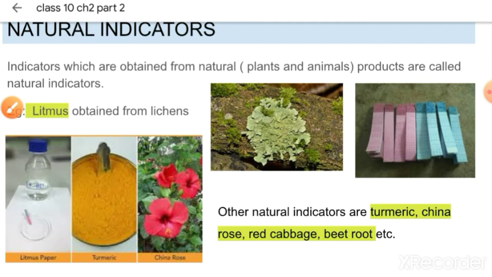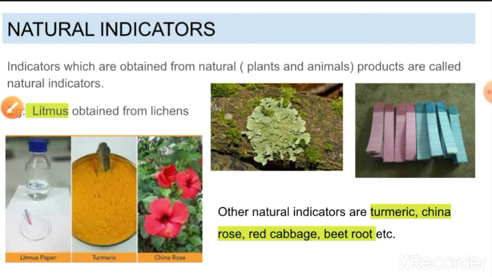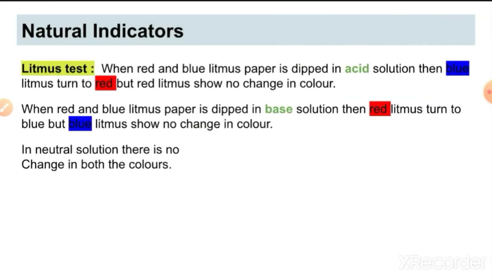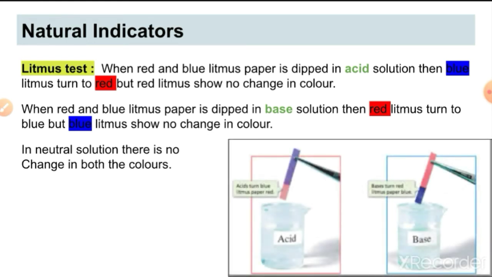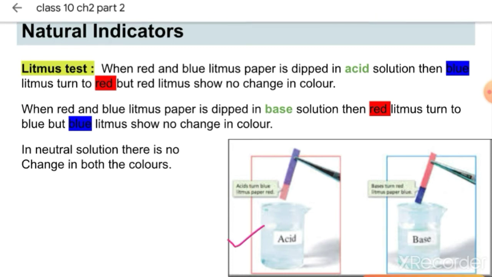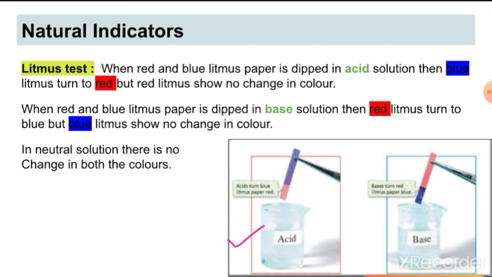Now let's understand how we test with these indicators. For example, the first test we are going to do is the litmus test. How can we test with the litmus? For example, if we have a solution which is colorless, we don't know which one is acid and which one is base. So we will add both blue litmus paper and red litmus paper to this solution. If the blue litmus paper turns to red, that means the substance is acid.